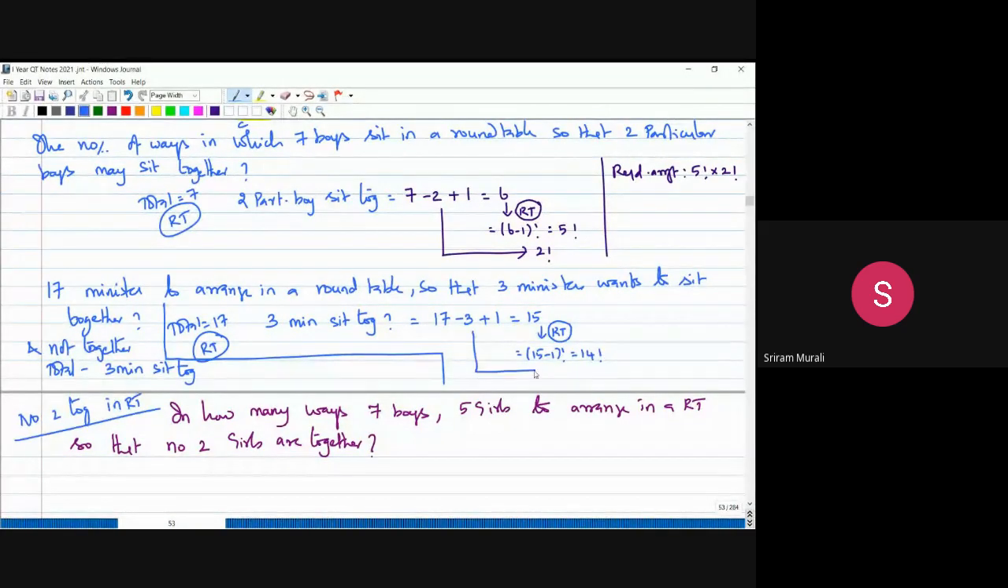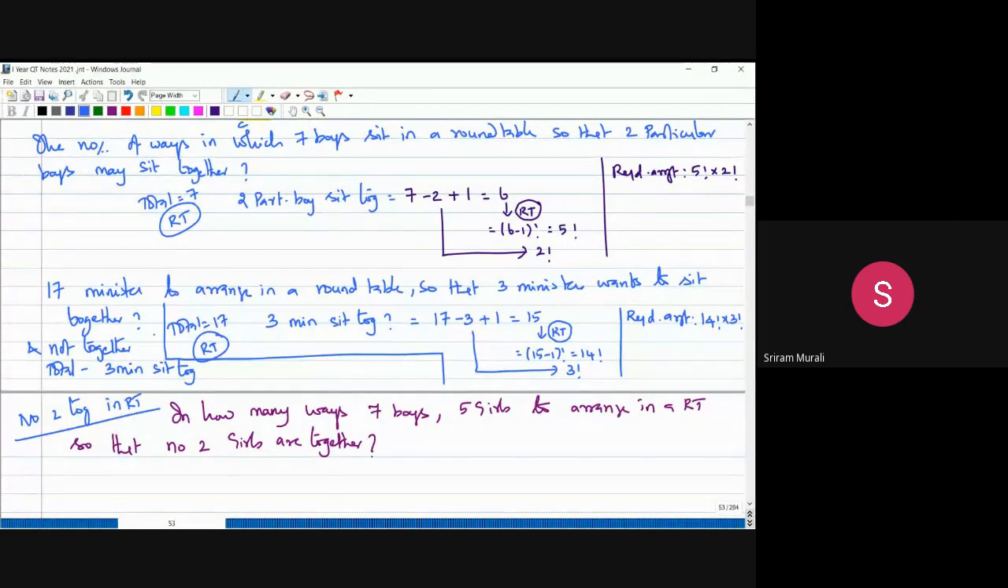These 3 themselves can be arranged among themselves in 3 factorial ways. Earlier, the 2 could be arranged in 2 ways. So what is the required arrangement? 14 factorial into 3 factorial. Have you all understood? Yes, sir.